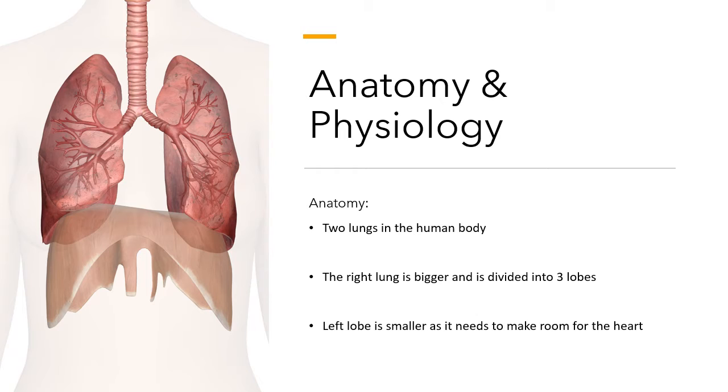There are two lungs in the human body. The right lung is bigger and is divided into three lobes, while the left lung is smaller as it needs to make room for the heart.